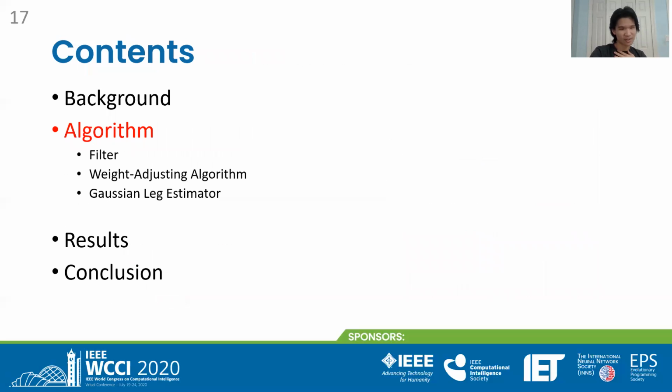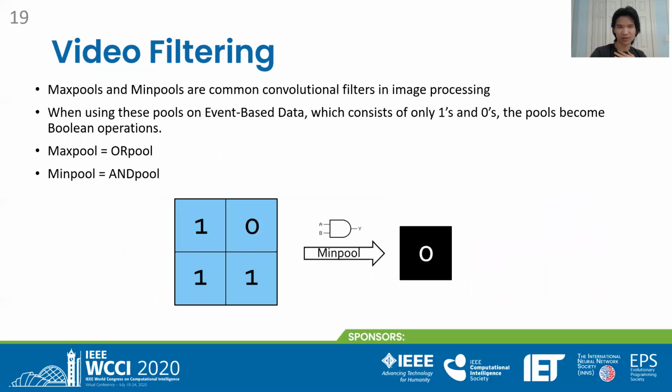So the algorithm itself, first, I want to touch on the filter, the event-based filter. Here we only use min pools and max pools. And the event-based vision, like I mentioned earlier, is all binary. It's a binary stream, so it only consists of 1s and 0s. And when you have just 1s and 0s, your min pools and max pools become AND pools and OR pools. And I use them both here.